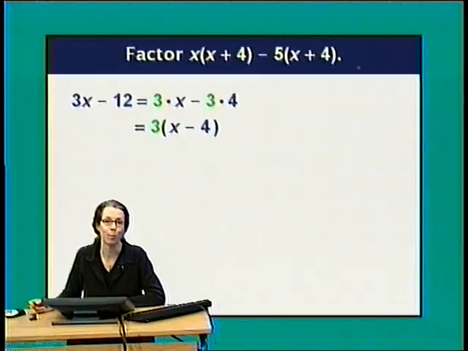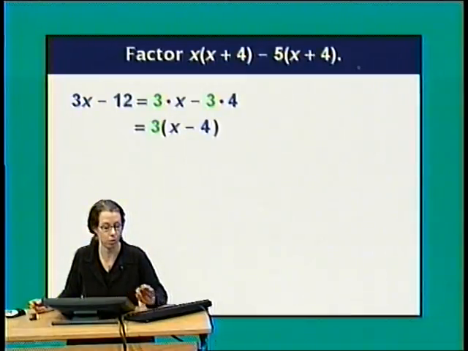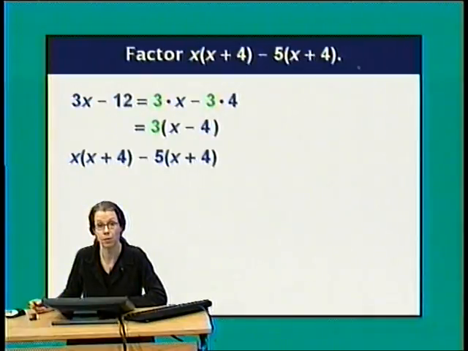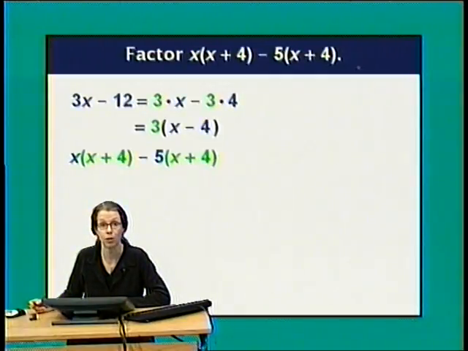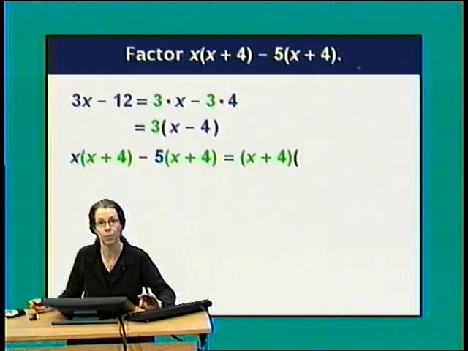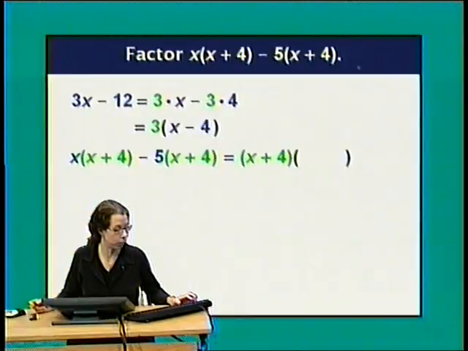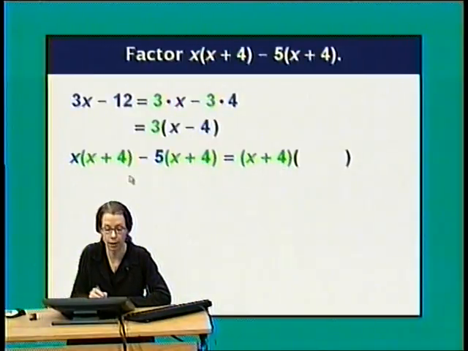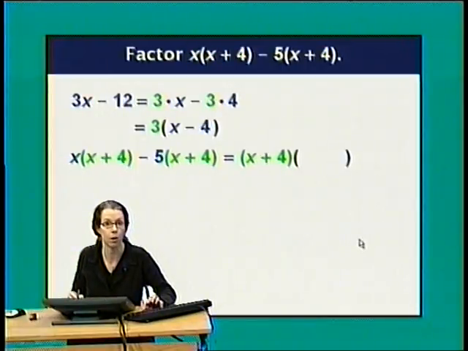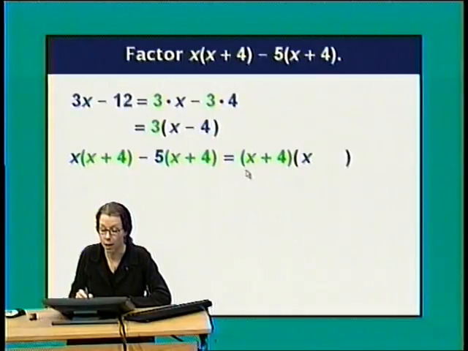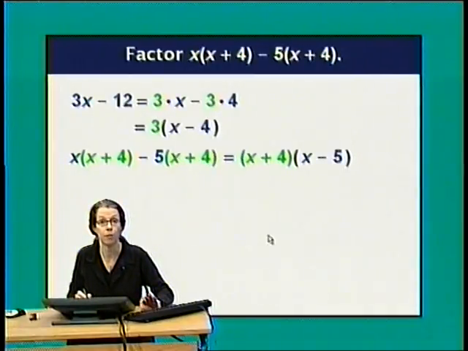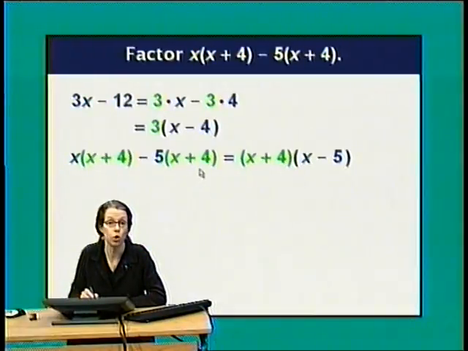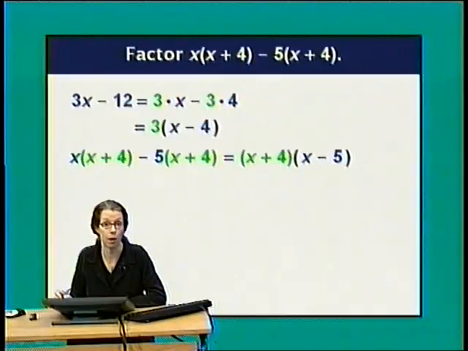Here's another problem. Now this problem looks completely different on the surface, but it's really the same type of problem. Here I'm being asked to factor x times x plus 4 minus 5 times x plus 4. Well, just like in the previous example, both terms in this expression have a common factor of x plus 4. I can factor it out. If I pull out that x plus 4, what am I left with? Well, what do I need to multiply x plus 4 by to get the first term, x times x plus 4? Well, that's going to be an x. What do I need to multiply x plus 4 by to get the second term, negative 5 times x plus 4? Well, that's going to be negative 5. So I started off with this rather unusual looking expression, and I ended up with the product of binomials.